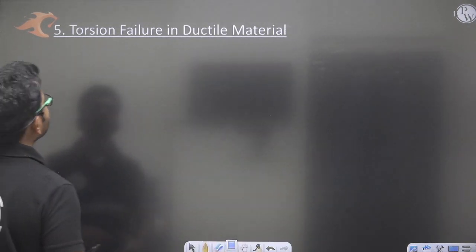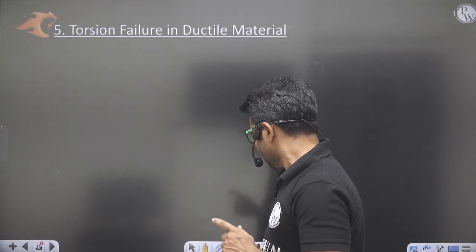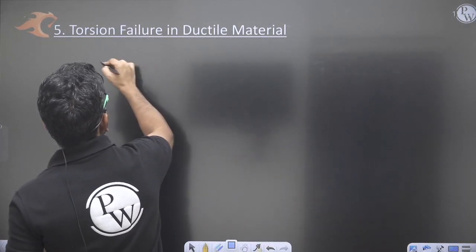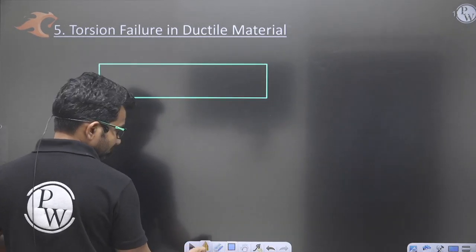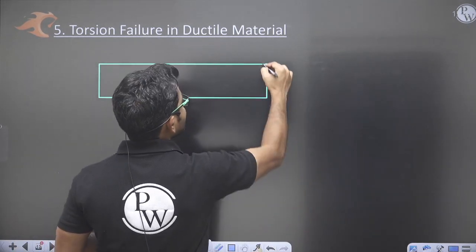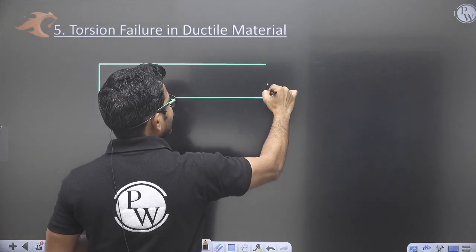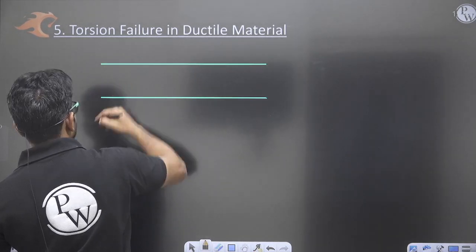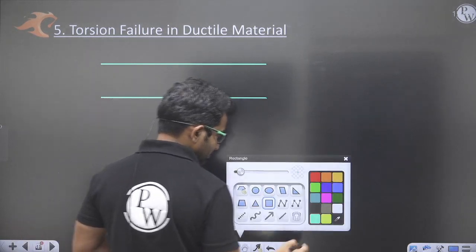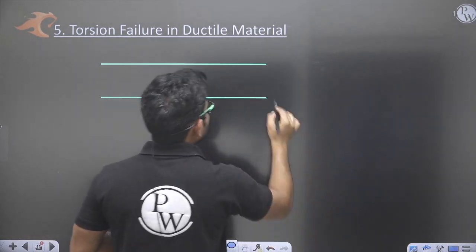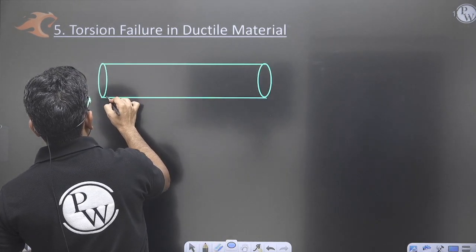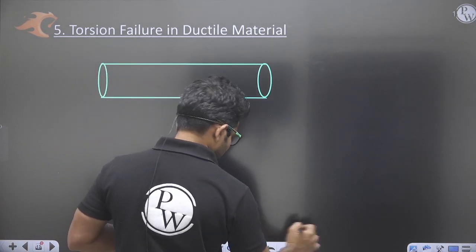So next one is torsion failure in ductile material. So we have a ductile material and let us apply torsion. Now we cannot take just any ductile material; we have to take a specific shape, a shaft. Let me first draw the shaft, because we apply torque only on shafts. No other cross section is used for torsion. Okay, so this is my shaft.